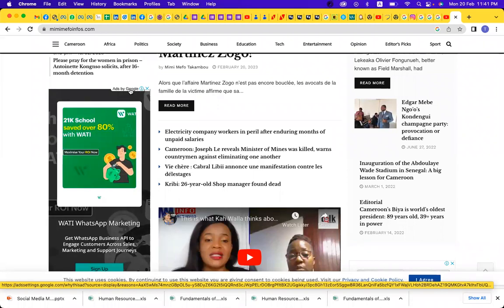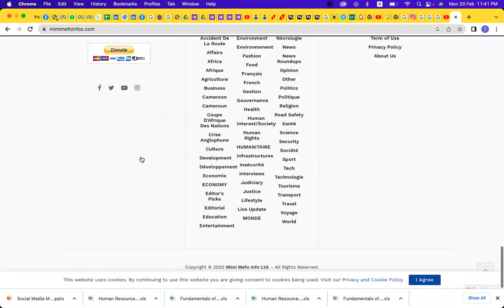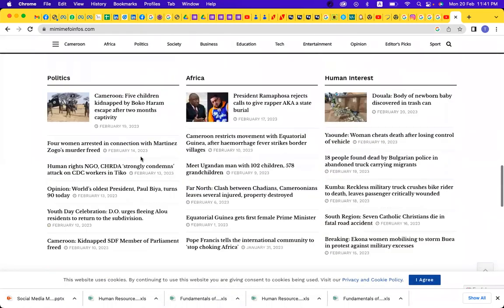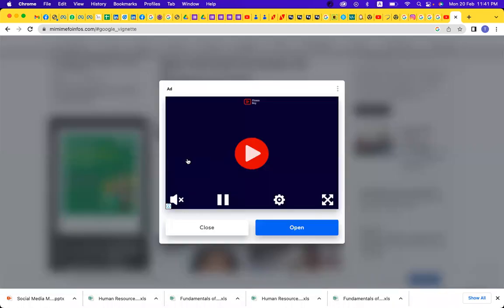Ads by Google, okay? So Google is paying Mimefo for showing ads on our website. This is another ad here, ads by Google, ads by Google. If I scroll down, you might be able to see another ad. Okay, there is none. So in some articles, when you open an article, you might be able to see an ad. See another ad.